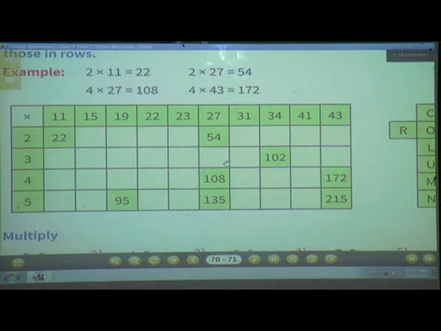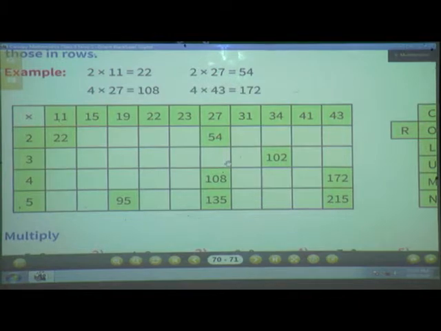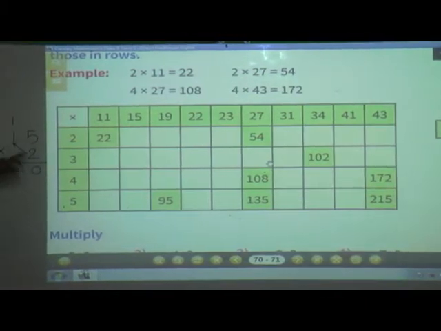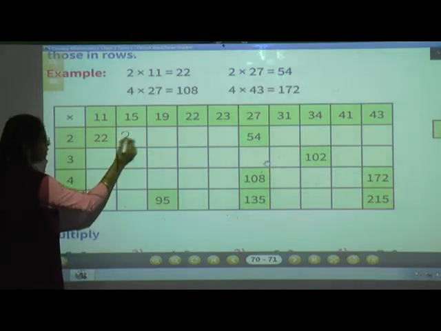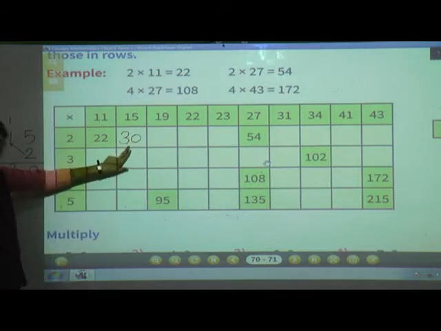See 2 into 5 ones. 2 5s are 10. 10 ones means 0 ones and 1 ten. So we will give 1 as a carry over to the tens place. Now do the multiplication 2 into 1 ten. 2 ones are 2, and then we have to add 1. So 2 plus 1 is 3. So 15 into 2 is equal to 30. So we will write here 30.